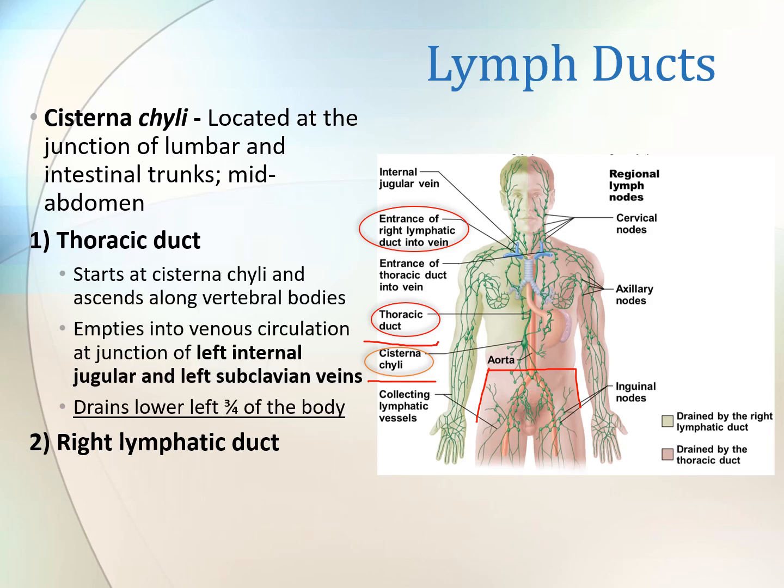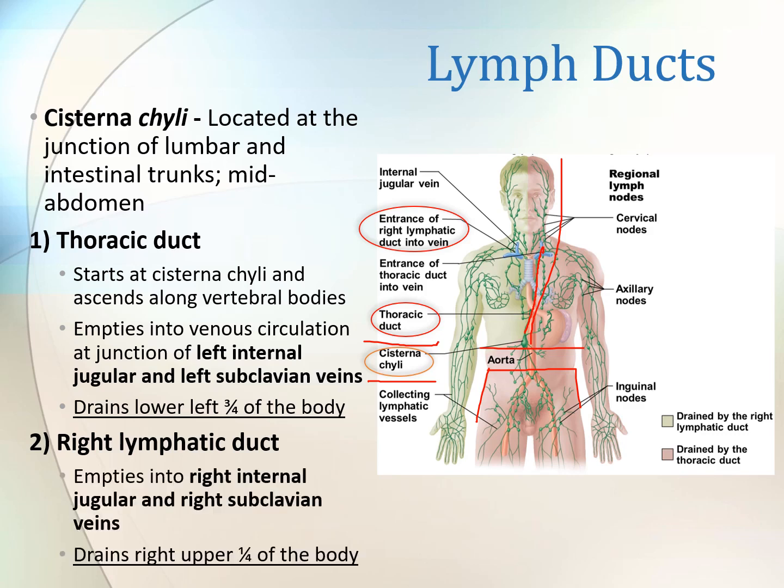So the thoracic duct is going to come all the way up here, all the way along the spine, okay, and it's going to dump into the junction up in the neck, right at the internal jugular and subclavian vein on the left side. So the thoracic duct drains that whole lower half as well as the upper left side of the body. So we just say it kind of drains the lower left 3/4 of the body. So it's draining the majority of the body, okay?